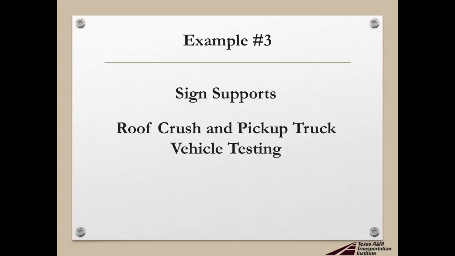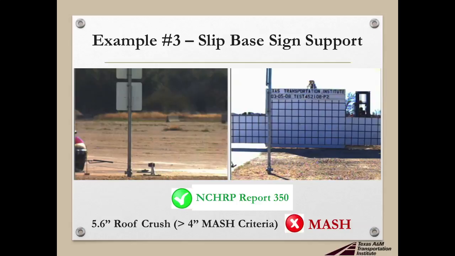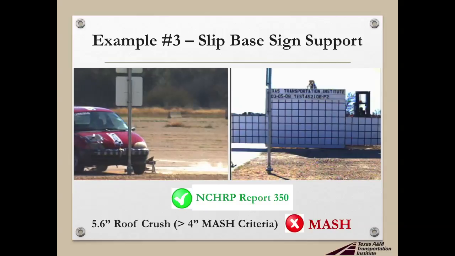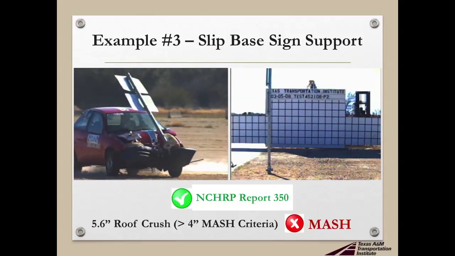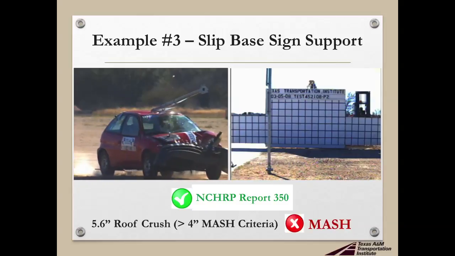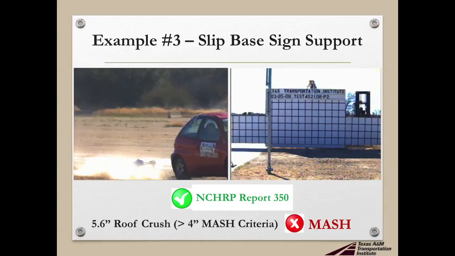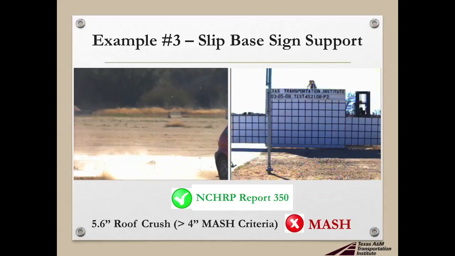And the final example, which deals with sign supports. Here's an example of a sign support system that was tested under NCHRP Report 350. This is a slip-base sign, albeit these sign panels are really a little smaller than were initially intended to be used on slip bases, and that's why you're seeing that secondary roof contact there. So you can see as that support releases as designed, it rotates around, there is some secondary roof contact. It met NCHRP Report 350 because Report 350 had more forgiving roof crush criteria.